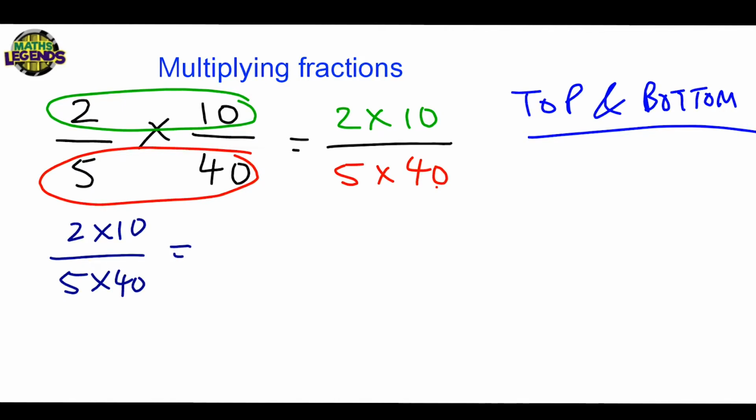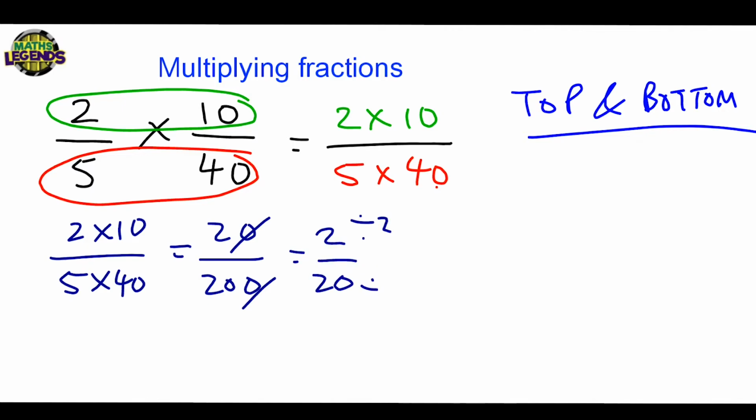We can simplify by calculating them. So we can do 20/200. We can then cancel the zeros off. That gives us 2/20. And then we can divide top and bottom by 2 to give us 1/10. It's important to always simplify your answer.